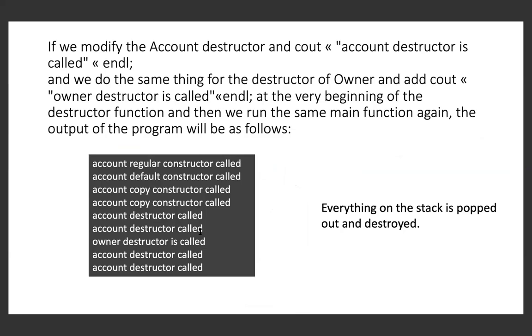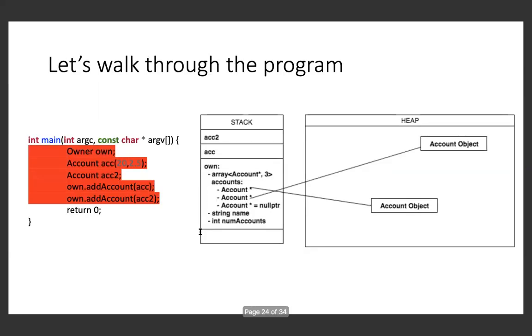Now, let's say we also added to the owner destructor, at the very first line of that destructor, an output of "owner destructor is called." So after ACC2 is popped out and ACC is popped out, now owner is going to get popped out.